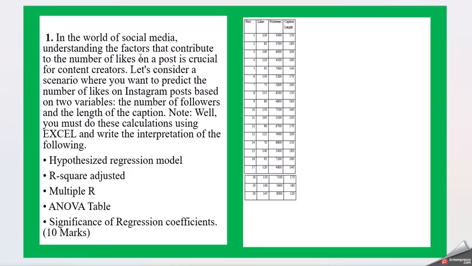First question. In the world of social media, understanding the factors that contribute to the number of likes on a post is crucial for content creators. Let's consider a scenario where you want to predict the number of likes on an Instagram post based on two variables: the number of followers and the length of the caption. Note, you must do these calculations using Excel and write the interpretation of the following: hypothesized regression model, R square adjusted, multiple R, ANOVA table, significance of regression coefficients.